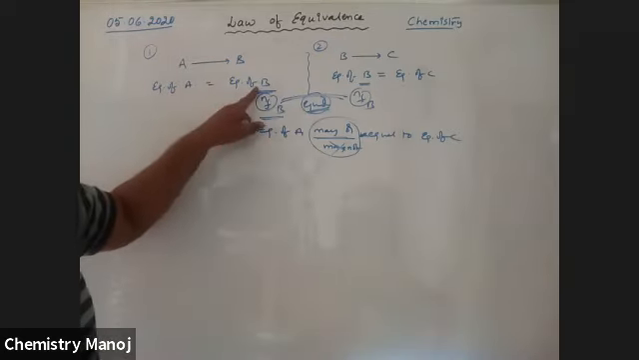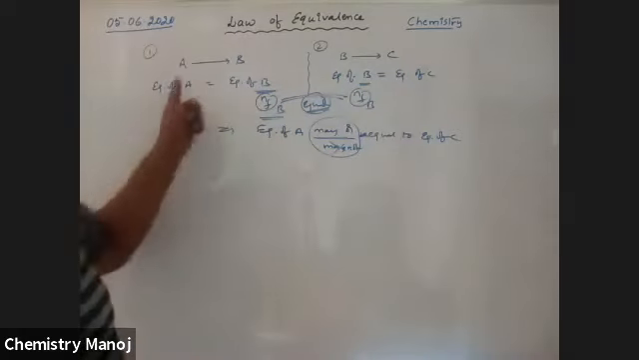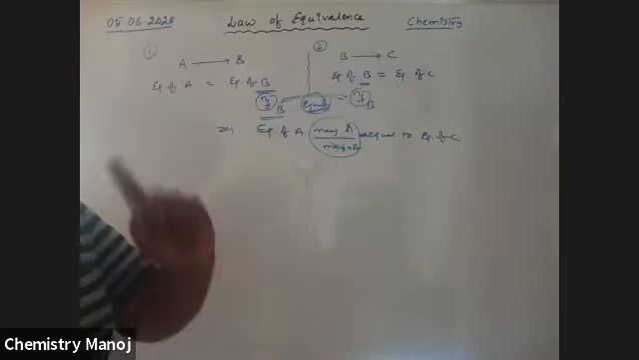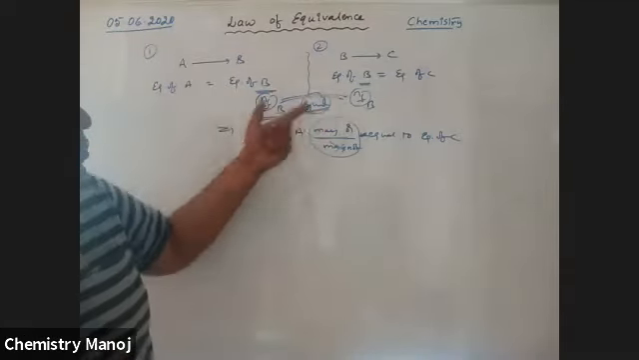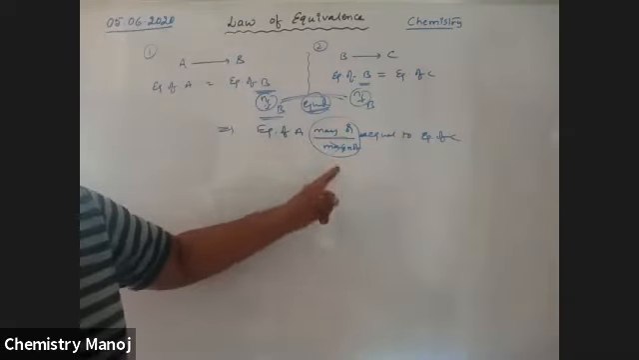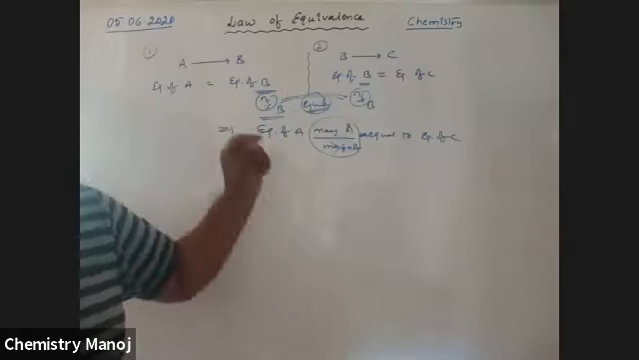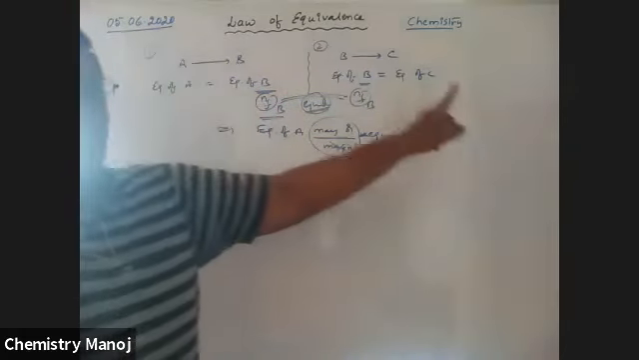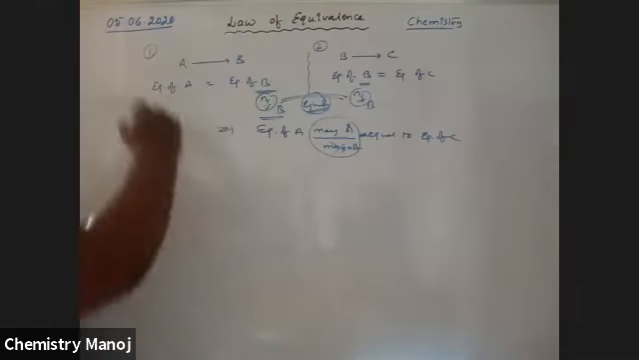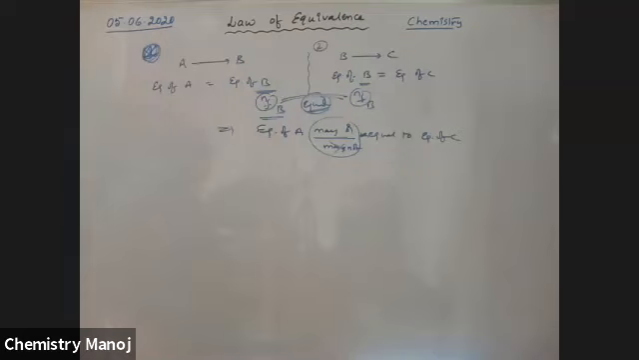Equivalence of A is equal to equivalence of B. Equivalence of B is equal to equivalence of C. So, as per your mathematics, equivalence of A is equal to equivalence of C. But that is not always possible in chemical reactions. It is possible only if the n factors of B in both the reactions are the same. Otherwise, it is not possible. So it is a very, very important point for your chemical calculations.